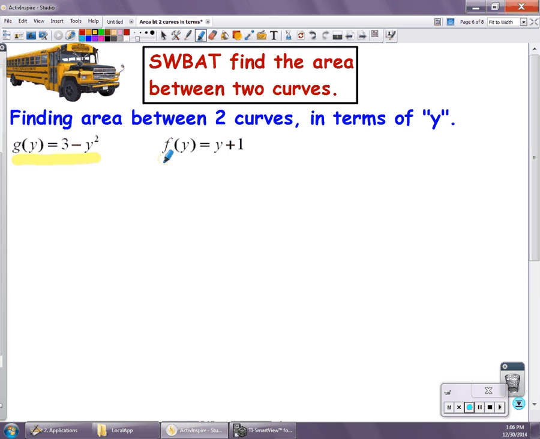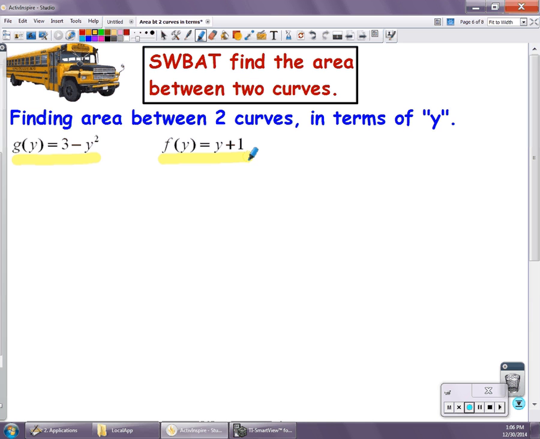are given in terms of y. They're not even given in terms of x. We have a g of y function and an f of y function. So the first thing I'm going to want to do is to take a look at those equations graphically to see what's going on here.